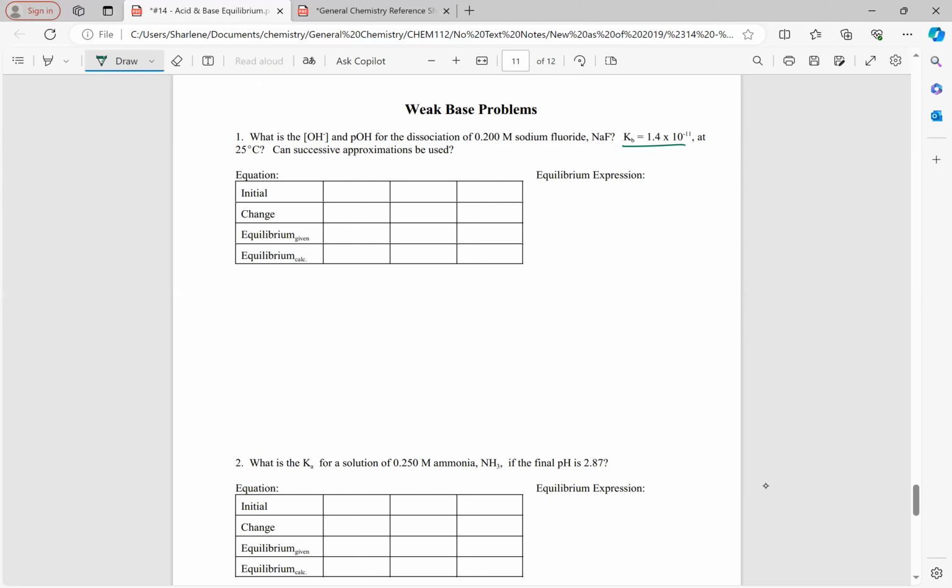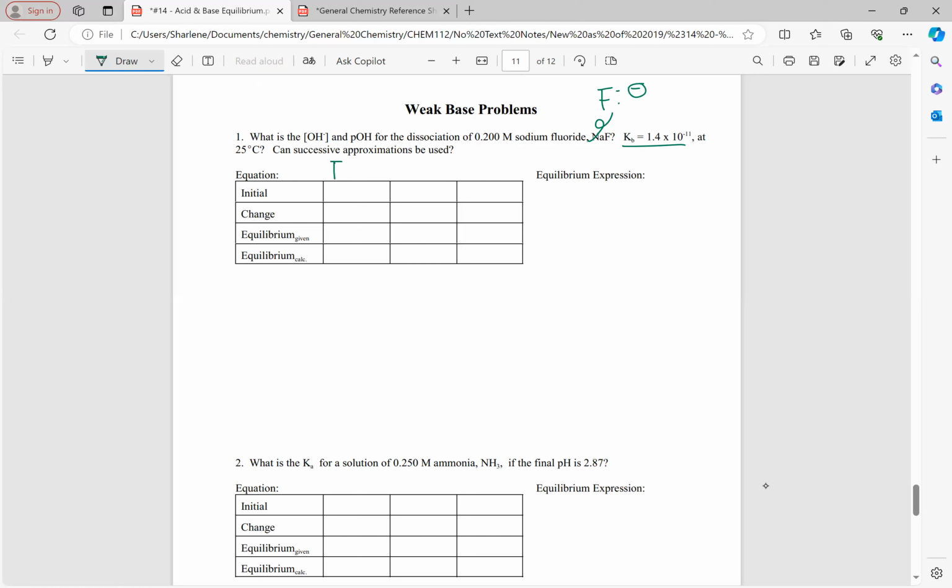Step number 1 has not changed. I need a balanced chemical equation. All right, what about this sodium thing? Completely ignore the sodium. All sodiums are 100% soluble. So really what I'm asking you to look at is the fluoride.